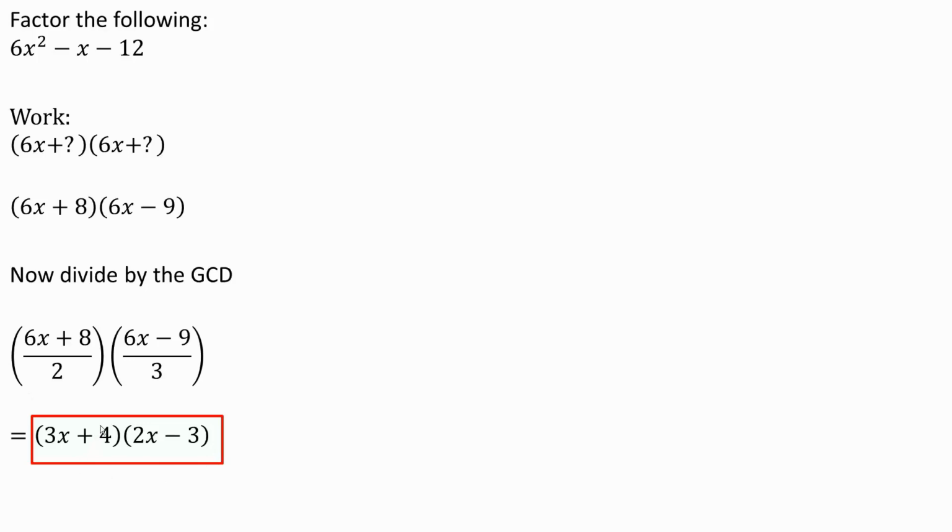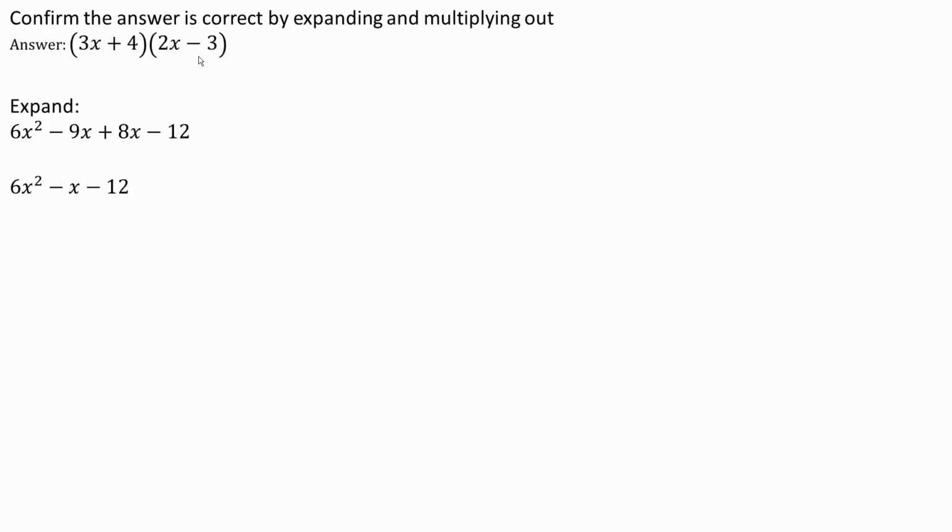And I would recommend, let's verify. So this is what we got. So 3x times 2x is 6x squared. 3x times negative 3 is negative 9x. 4 times 2x is 8x. And 4 times negative 3 is negative 12. So negative 9x plus 8x is negative x. And so it's a match.